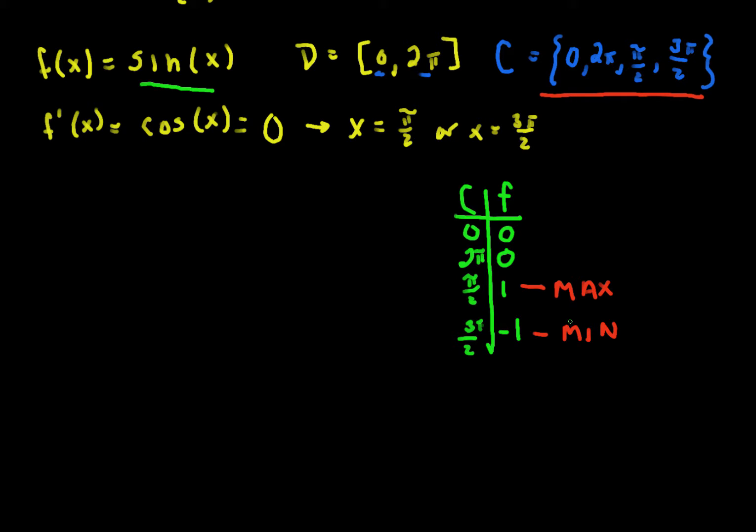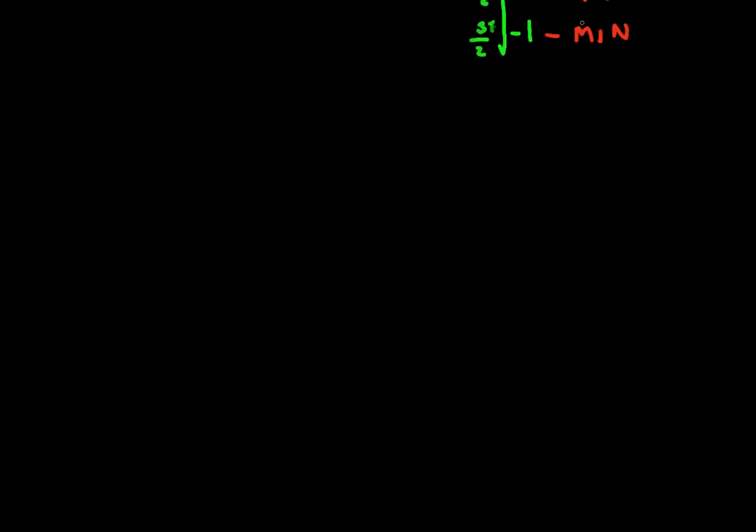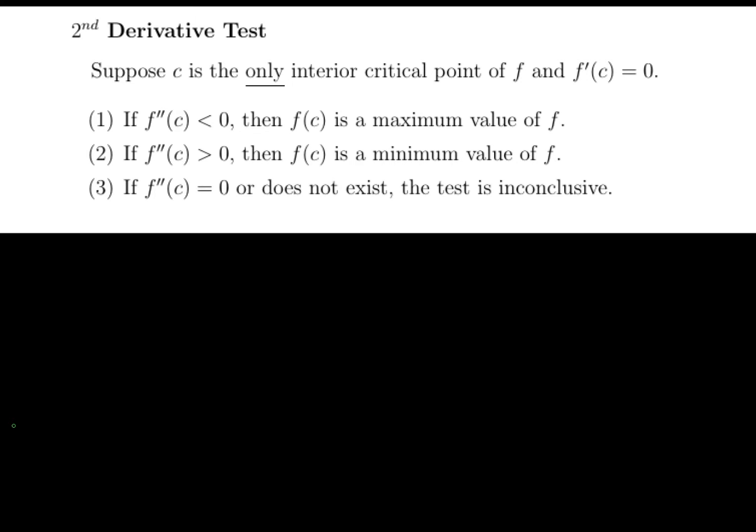Now this requires being able to compare. What happens if we only have one critical point? This could happen if we have an open domain, so we don't have endpoints, and so maybe we just have one place where the derivative is 0, or one place where the derivative doesn't exist. And in that scenario, we need to look at a second test called the second derivative test.